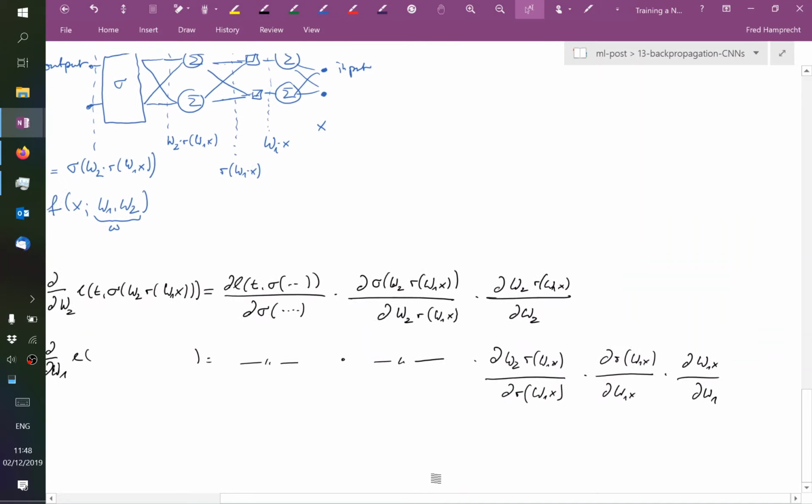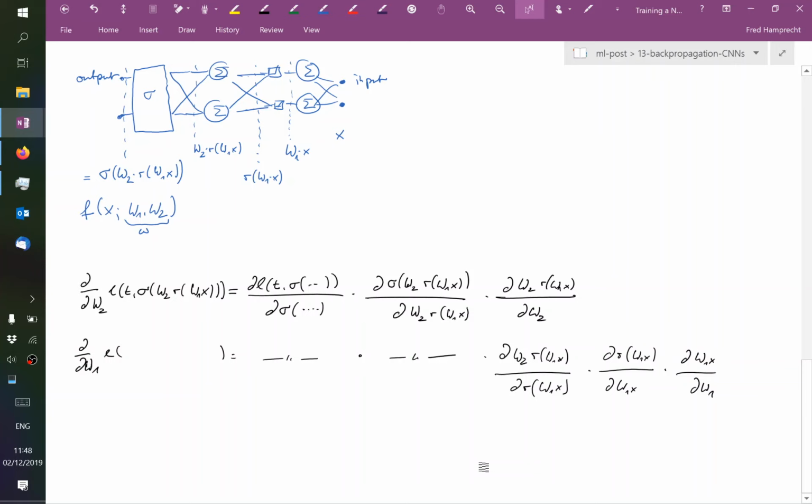Okay, so just the chain rule formally, but the important part is that these computations here are identical. And hence, instead of recomputing them several times, we want to recycle them or reuse these computations. And reusing these computations, that's the essence of backpropagation.